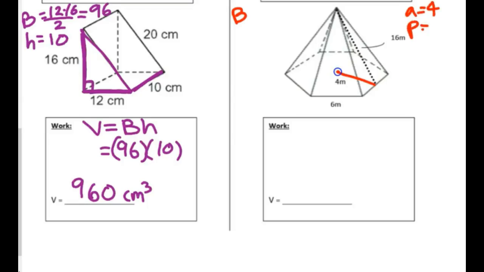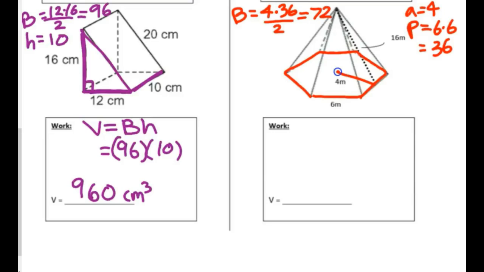I need to figure out p. What's the perimeter of the bottom? 6 all the way around. 6 times 6 is 36. Very good. So now I can find big B. Area of the base is A times P divided by 2. So apothem 4 times perimeter 36 divided by 2. Don't forget to divide by 2. And we get what? 72. Very good.